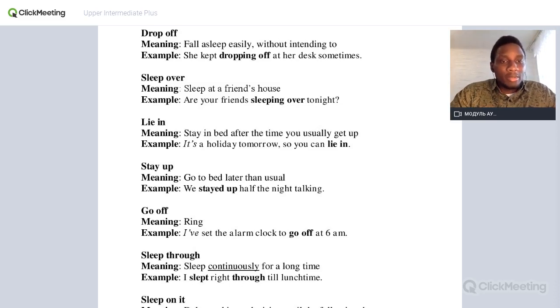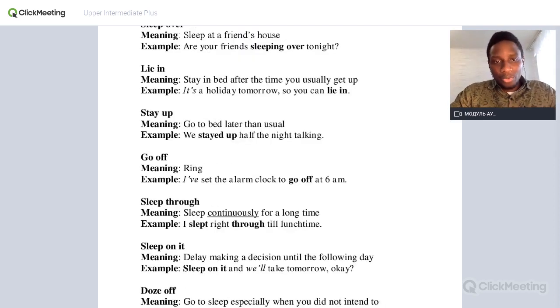Now we have sleep through. It means sleep continuously for a long time. Now we have the example. It means I slept right through till lunchtime.